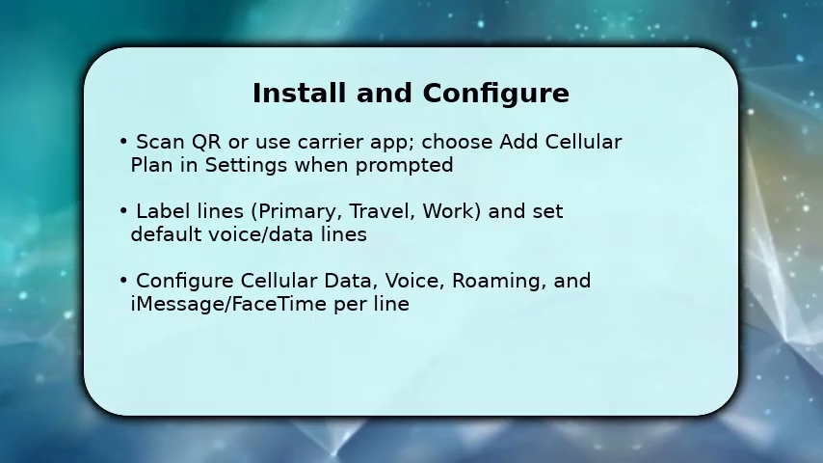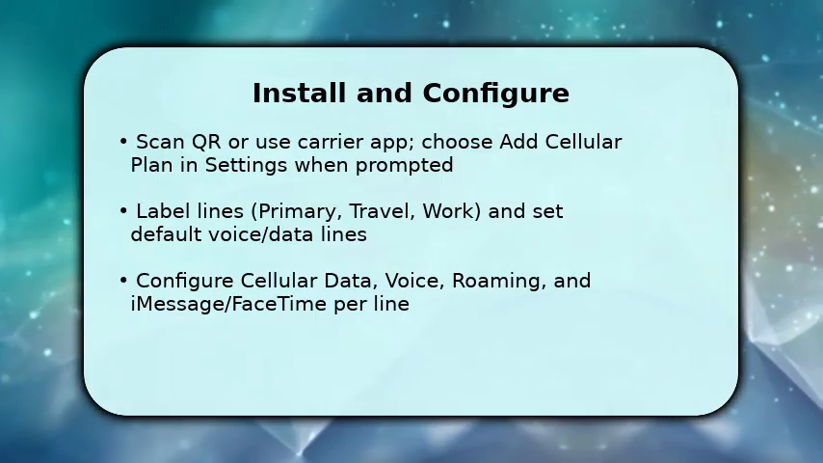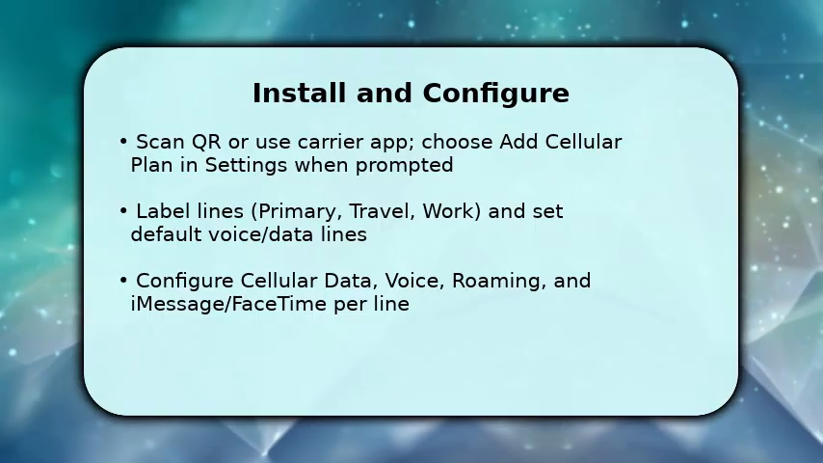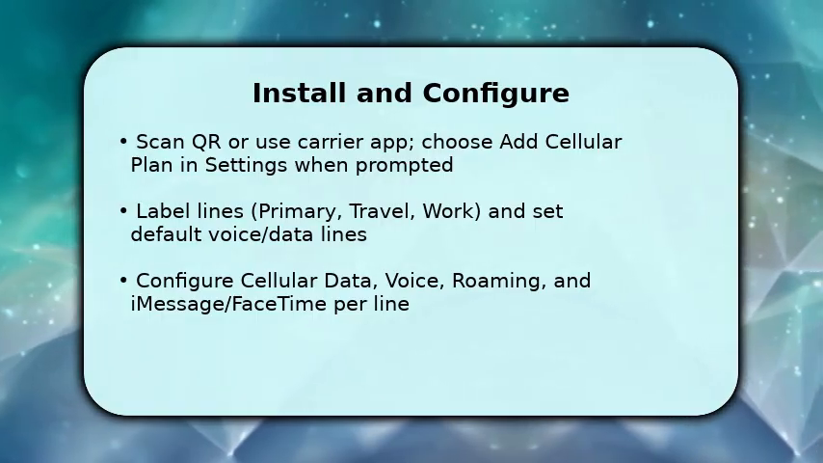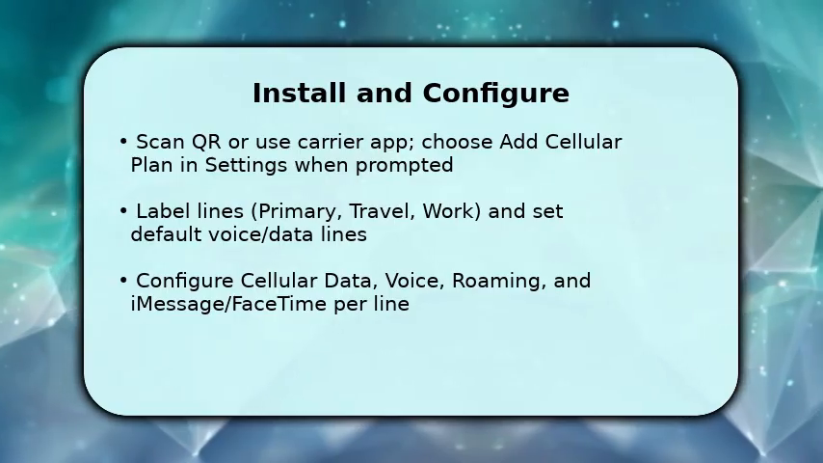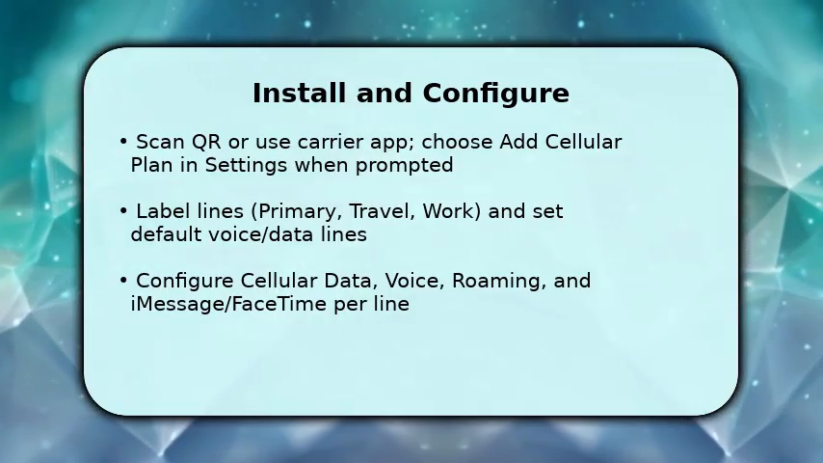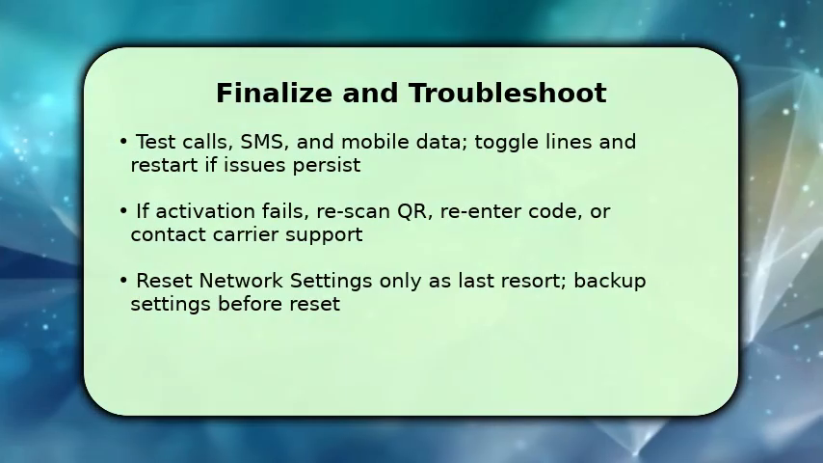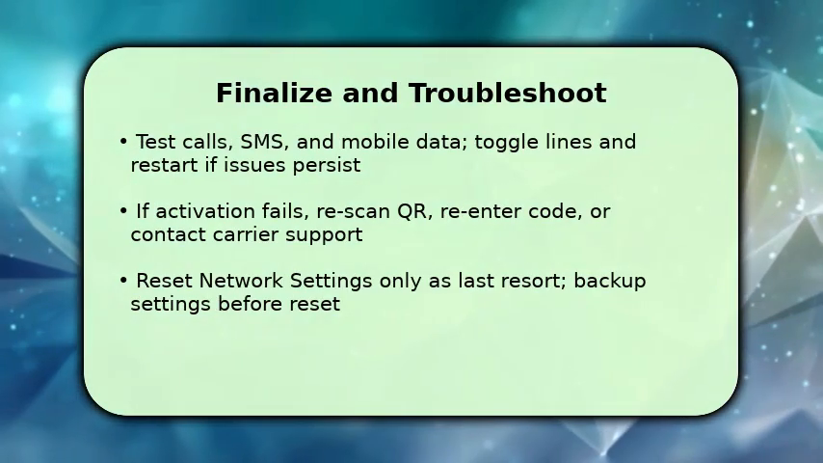Then, set which line iMessage and FaceTime use. If you plan to use dual SIM for calls, check call forwarding and mobile data switching settings. This prevents missed calls. Finish by testing voice, messages, and data on both lines. Place a call and send a text to confirm.